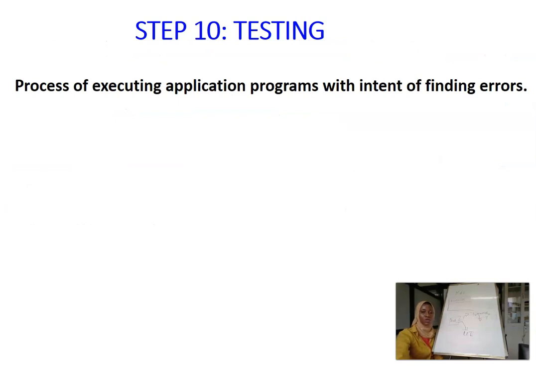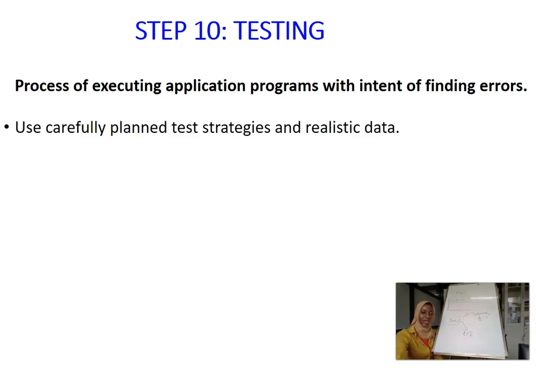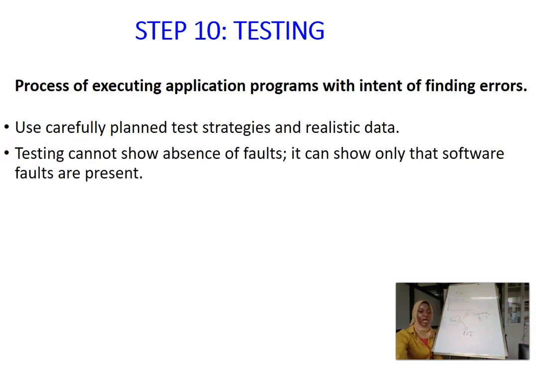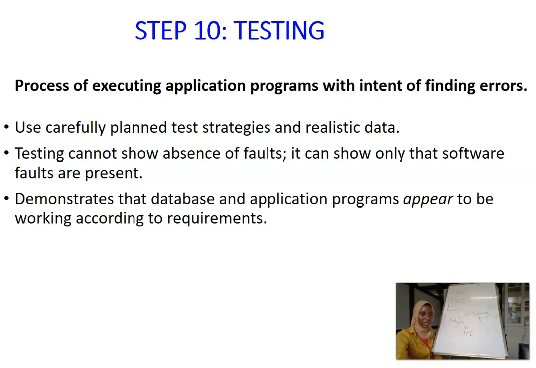Then we have testing. We do testing to help us identify any bugs in our system. We do it deliberately so that we can find errors in the system and correct them before we deliver this product to the customer. So you use carefully planned test strategies and realistic data. Testing cannot show the absence of faults. It can show only the software faults if they are present.